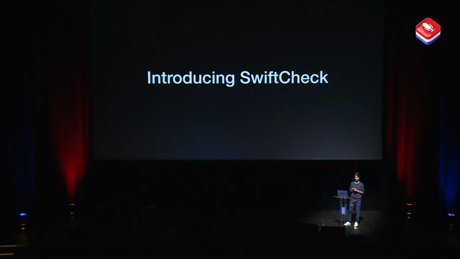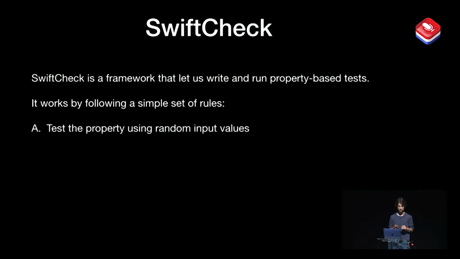In Swift, we're actually quite lucky because there is an open source framework called SwiftCheck that is available. If you know Haskell, you might know about the framework called QuickCheck. It's a Swift adaptation of this framework, and it's going to let us write and run property-based tests. It works by following a very simple set of rules, actually. It's going to test the property that we write, and it's going to run them using input values.